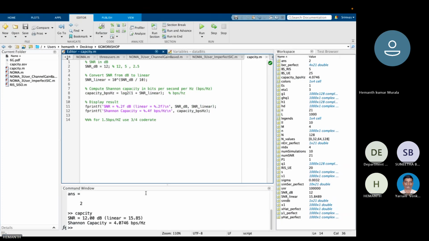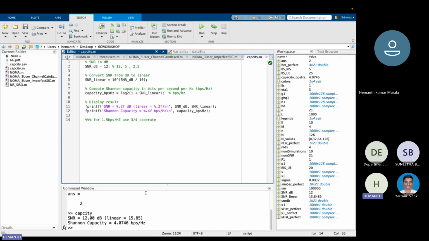So before this capacity, I will introduce some basic things. Everybody already knows QPSK modulation. QPSK, 16 QAM, 64, any other modulation? 256 QAM. What is the meaning of this? Can you tell me? What is QPSK?